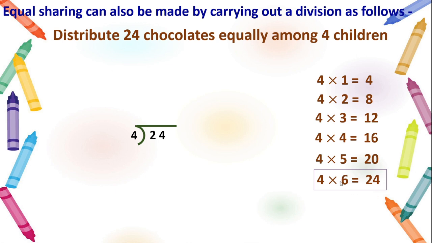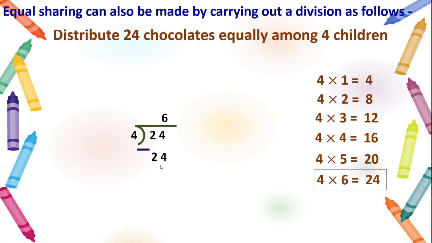Now how many times? 6 times. So we will write 6 up above the 4 in the unit place. Remember not to write this side. We have to write the first number in the unit place. Okay, above this 4. You know that 4 is in the unit place and 2 is in the tens place. So we have written 6 above the unit place. Okay. Now what is that? 24. We will write 24 here.